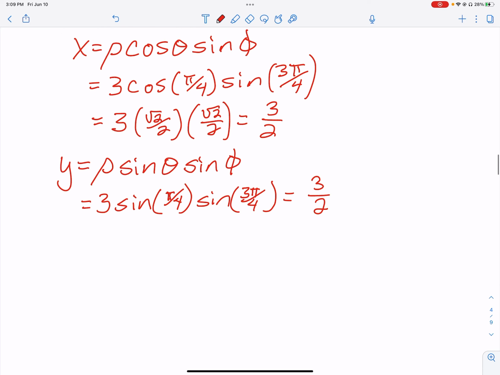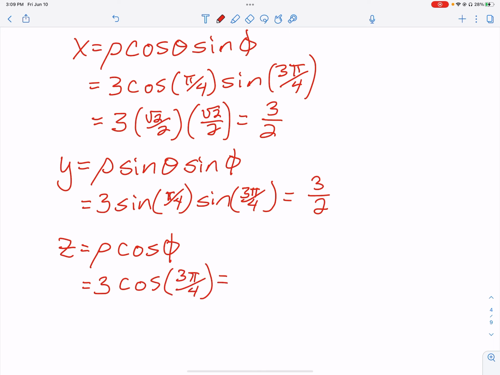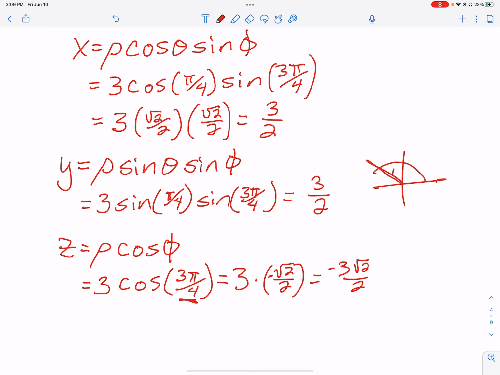And then we have one more conversion to do. We have z. Z is rho cosine of phi. So that is 3 cosine of 3 pi over 4. We already had that, 3 times radical 2 over 2, which means we get 3 radical 2 over 2. And actually we get a negative here because it's 3 pi over 4, which means it goes over here. And cosine is x. This is going in the negative x direction for that point right here on the circle. So that's why we have a negative.